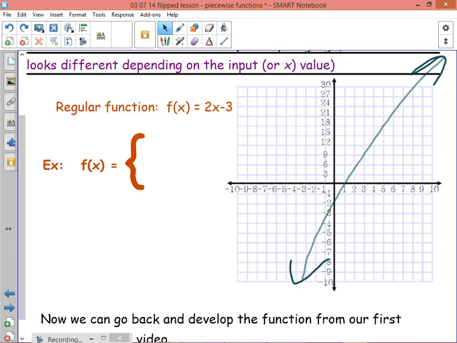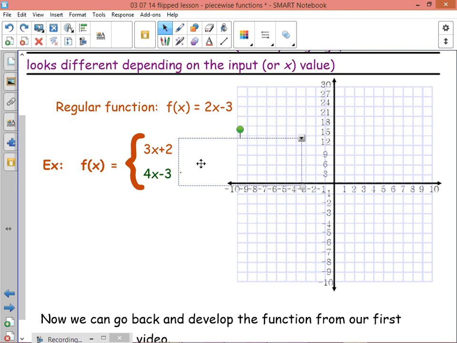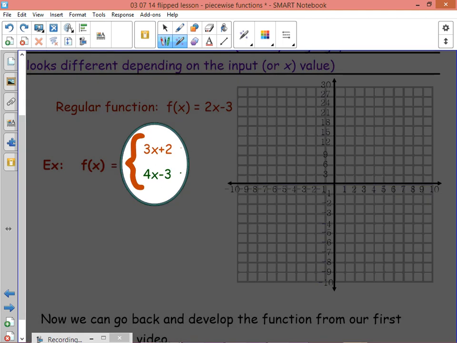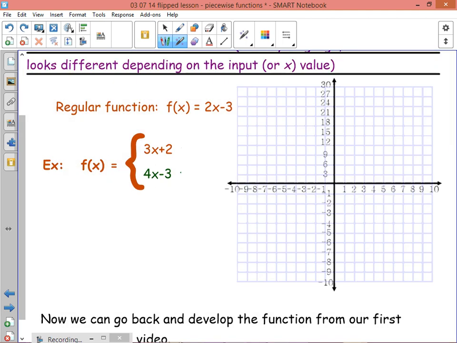For a piecewise function, the one I have down here, f of x equals, now I have two different functions. So this is strange already. f of x either equals 3x plus 2, or it equals 4x minus 3. It equals 3x plus 2 when x is greater than 5. It equals 4x minus 3 when x is less than or equal to 5.